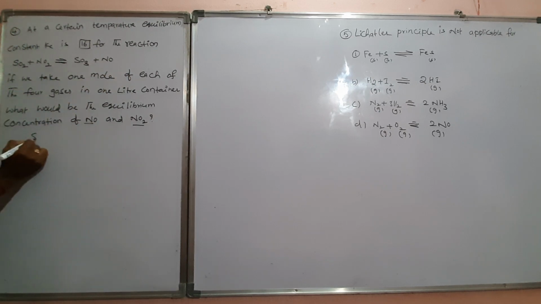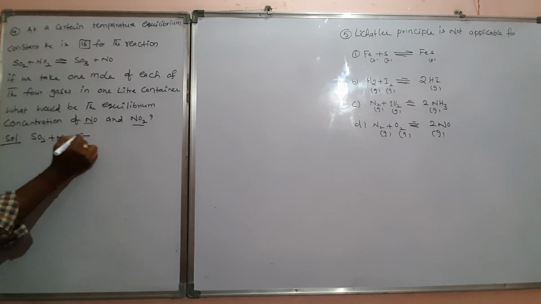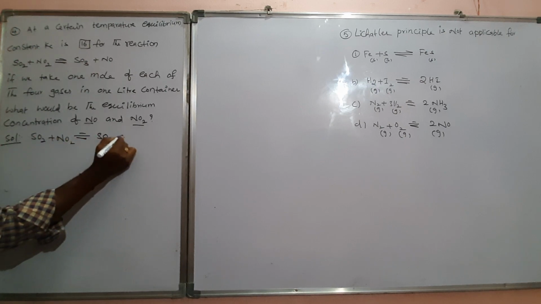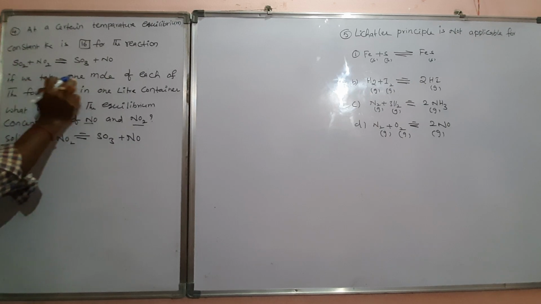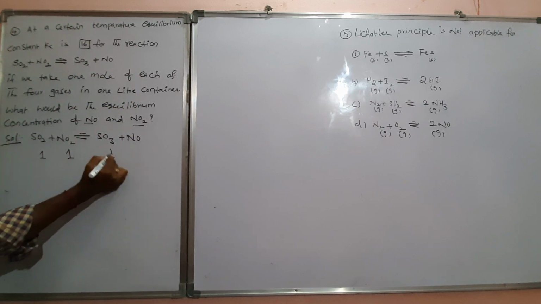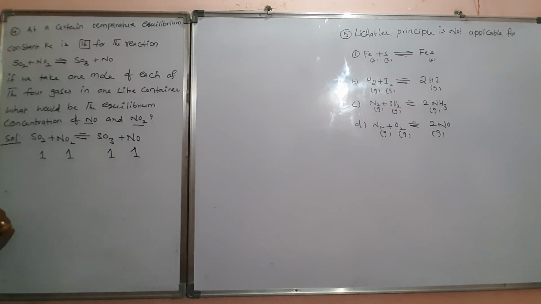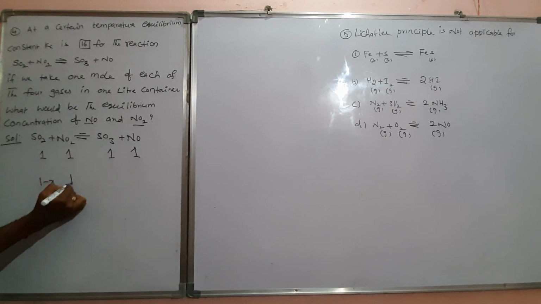So first take the reaction SO2 plus NO2 gives rise to SO3 plus NO. This is the chemical equation. They have clearly given that we take 1 mole of everything: this is 1 mole, this is also 1 mole, this is 1 mole and this is 1 mole, right? After some time, at equilibrium, x moles are going to form product from this one as well as from this one also.